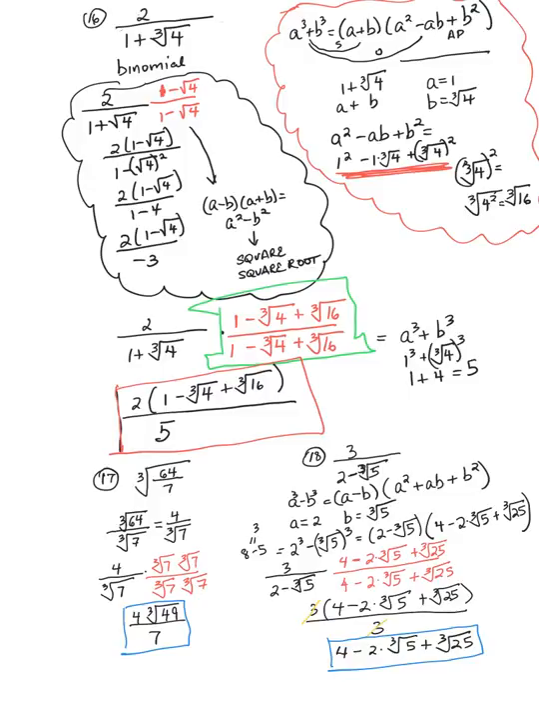And in 18, we use the difference of two cubes. A is 2, B is the cube root of 5, as I indicated here. Substituting it into the formula, the A cubed minus B cubed comes out to be 8 minus 5, which is 3. So when we multiply the top and bottom by this expression, we get 3 times that trinomial over 3, since these multiply to A cubed minus B cubed. And our answer is just 4 minus 2 times the cubed root of 5 plus the cubed root of 25.